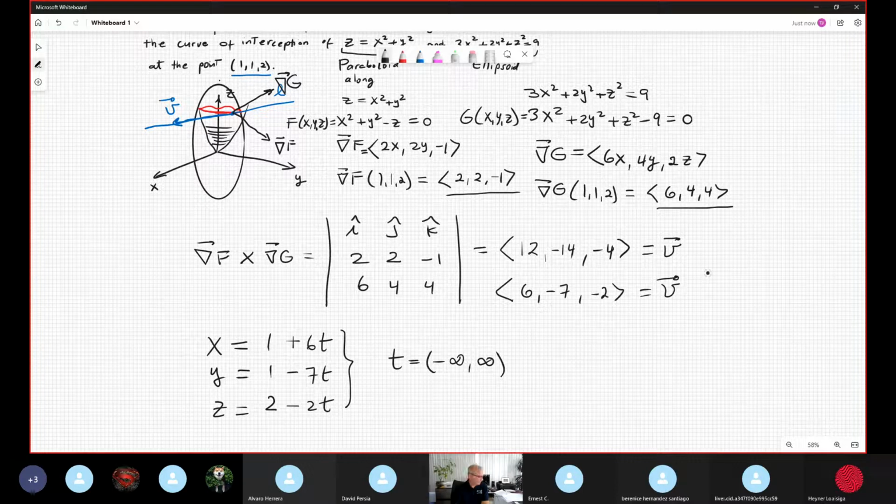Any question, guys? It's another application for the gradient. You have two surfaces intersecting each other, and you find the equation for the tangent line of this curve. Okay, no problem.